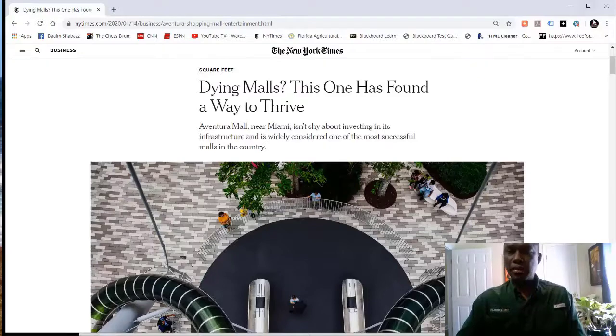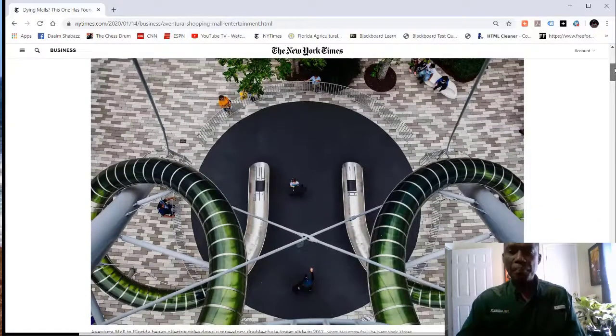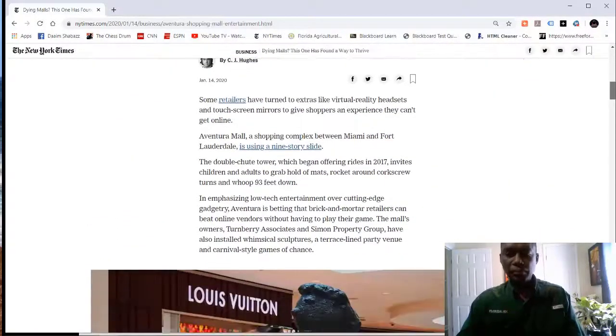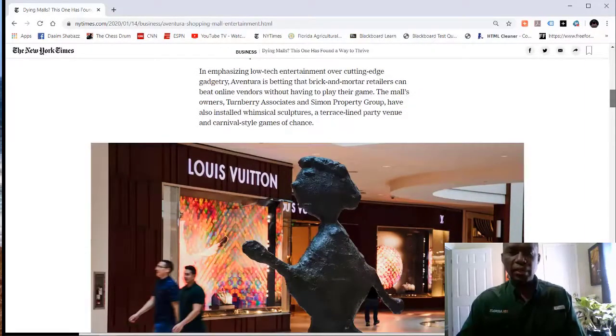Here's another article that I found. This is from January, and it talks about how malls are reformulating themselves. And this one features Aventura Mall near Miami, which some of you may be familiar with, and you may even frequent the mall. And this one has a giant slide. It's 9 stories. And it has lots of other activities. Emphasizing low-tech entertainment over cutting-edge gadgetry, Aventura is betting that brick-and-mortar retailers can beat online vendors without having to play their game. So it talks about whimsical sculptures, a terrace-lined party venue, and carnival-style games of chance.